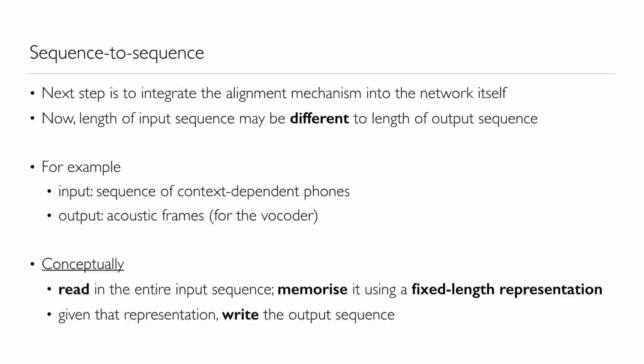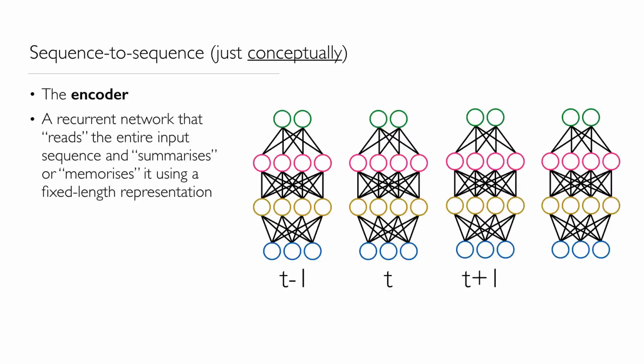If the input data and output data have different lengths, what shall we do? One solution is sequence-to-sequence training. The well-known method is using the encoder-decoder network. For the encoder, we can encode all the input sequence into one fixed vector.